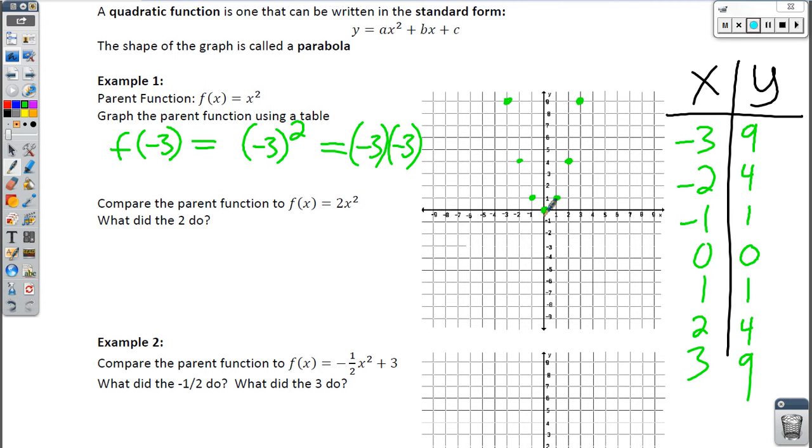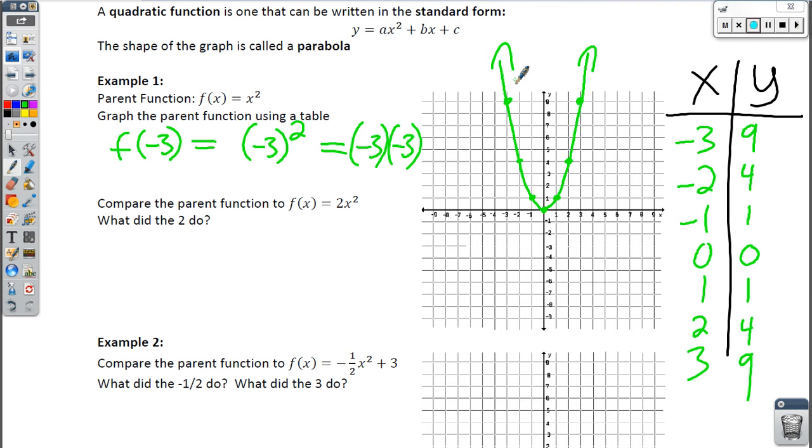Now you'll notice this does not give you a straight line. It gives you something that has curvature to it. So let's try to approximate this curvature best we can. And we get something that looks like that. So that is a parabola. And that is the parent function for all quadratics.